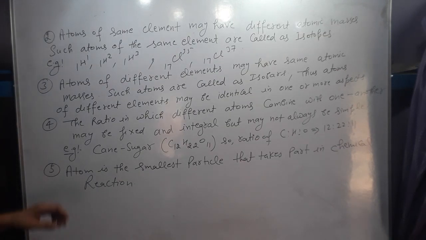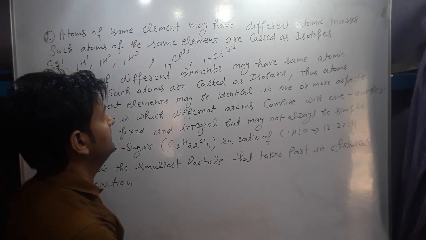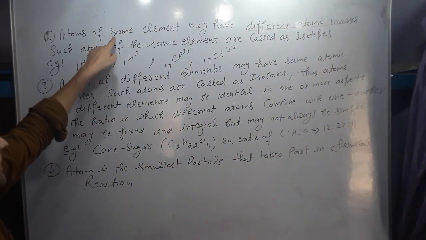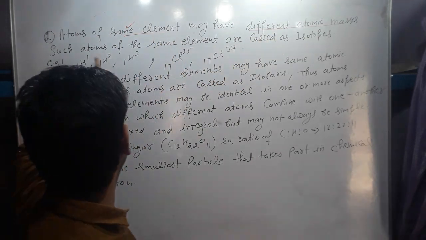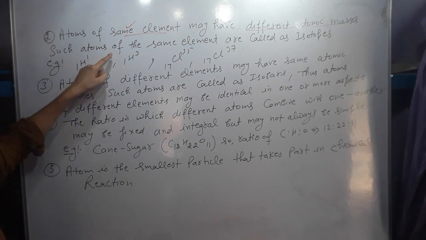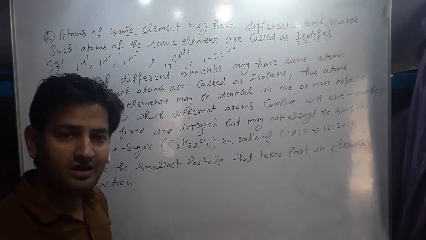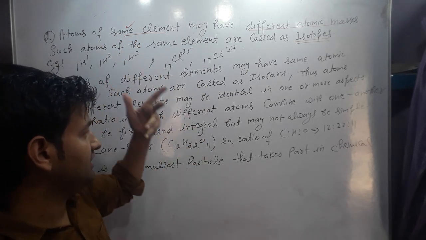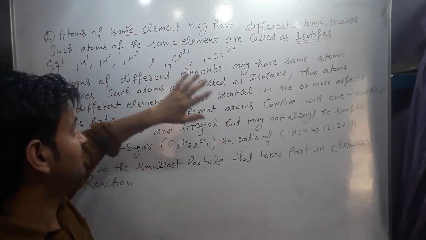Okay students, the next point of the modified Dalton atomic theory, or modern atomic theory, the second point, is that atoms of the same element may have different atomic masses. Means atomic mass can be different for the same element. Point noted: same element but their atomic masses are different. Such atoms of the same element are called isotopes. This is an important term. What are isotopes? Isotopes are atoms of the same element which have the same atomic number, because it is the same element, but have different atomic masses. These are called isotopes.